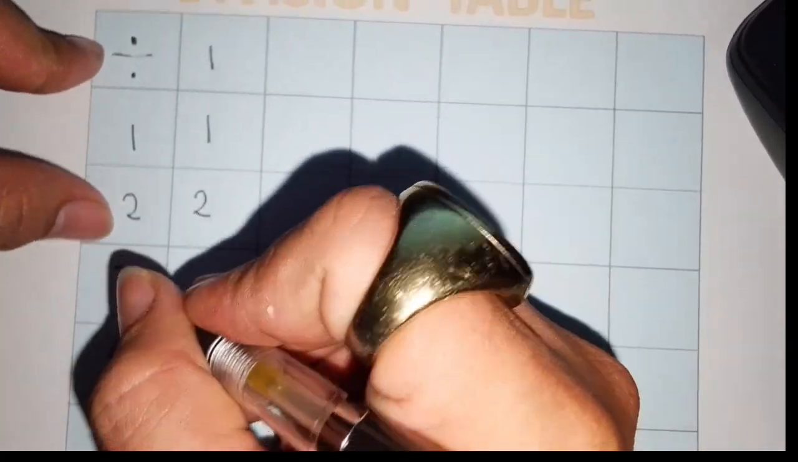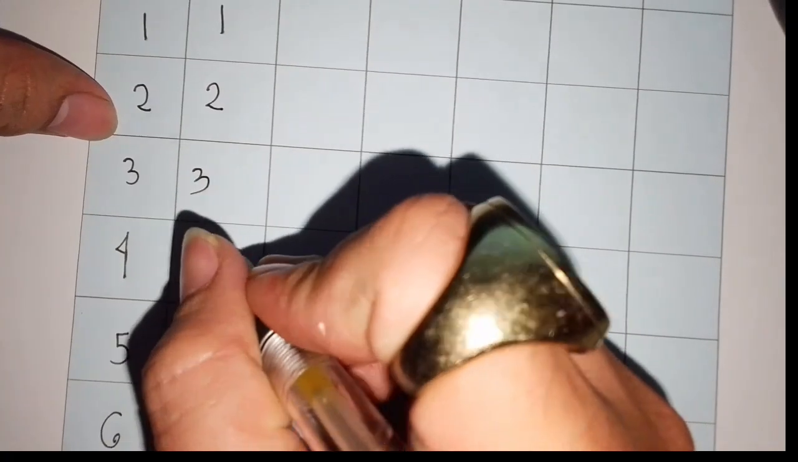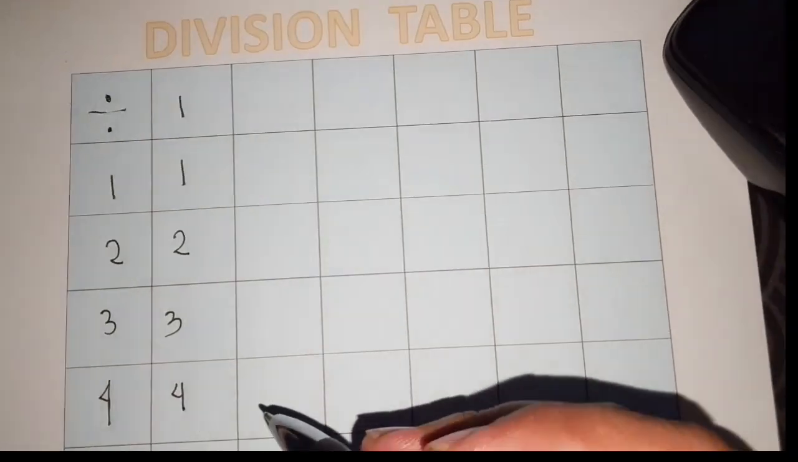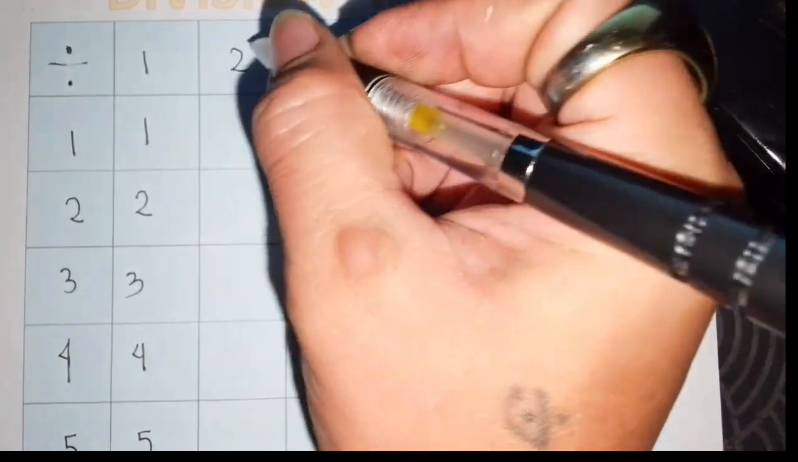Then let's start with 1. So 2 divided by 1 is 2, 3 divided by 1 is 3, 4 divided by 1 is 4, 5 divided by 1 is 5, and going to 6. So I already finished the second column. Next is the third column.